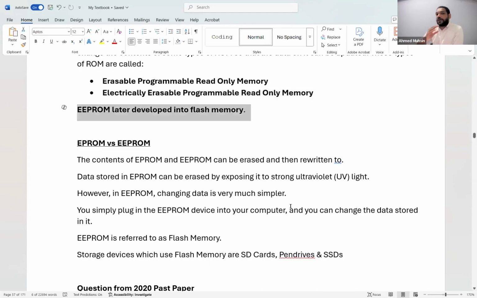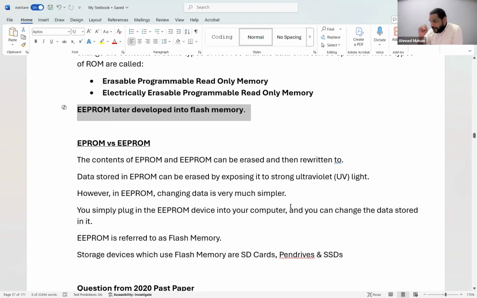What do we call it? It's such a long name now. So what do we use instead? We say flash memory. Everybody okay with this? So when I say flash memory, what's another name for it? EEPROM, electrically erasable, programmable, read-only memory.